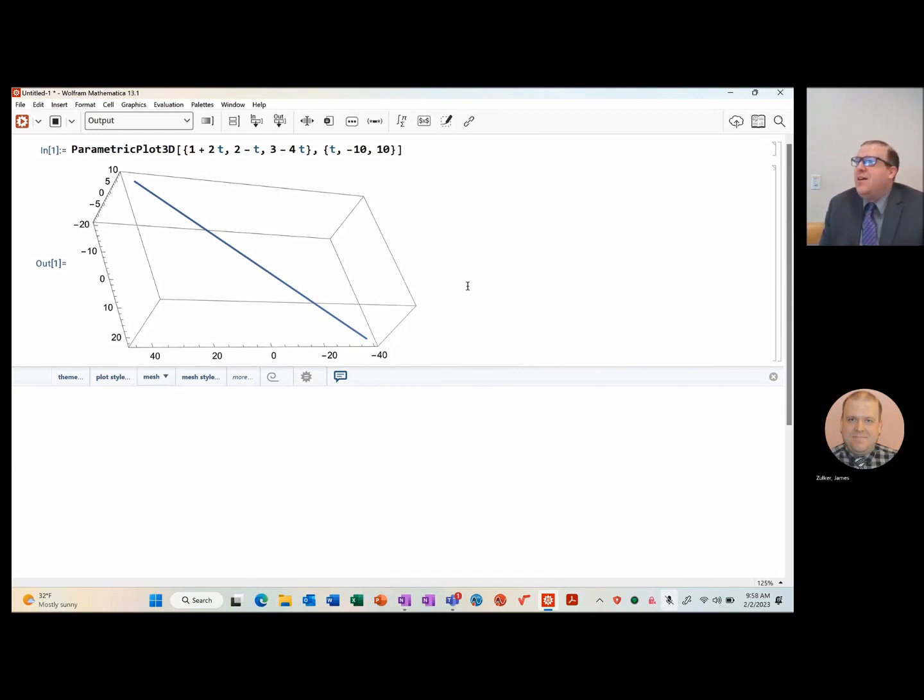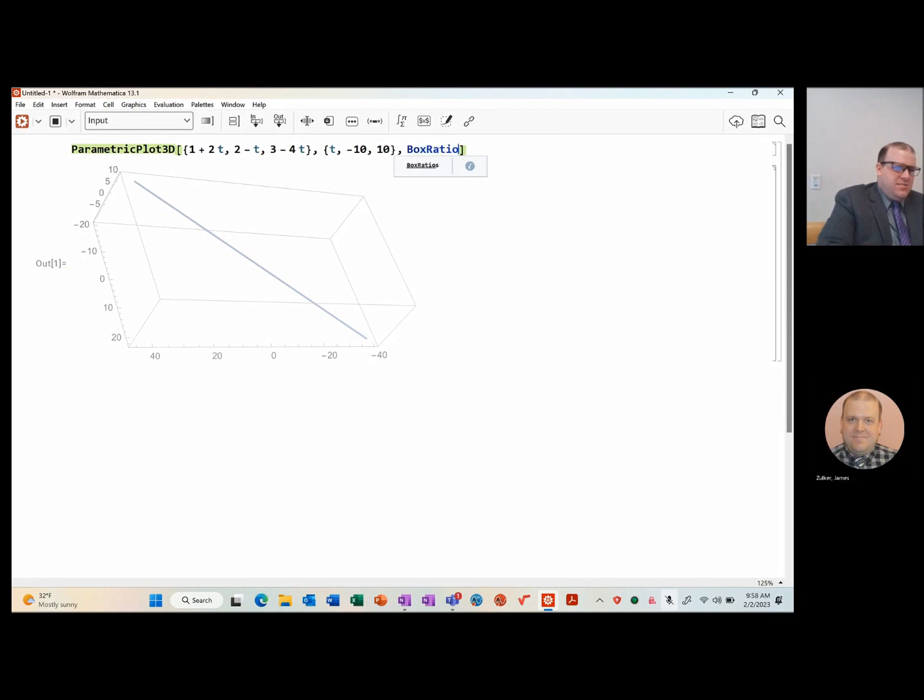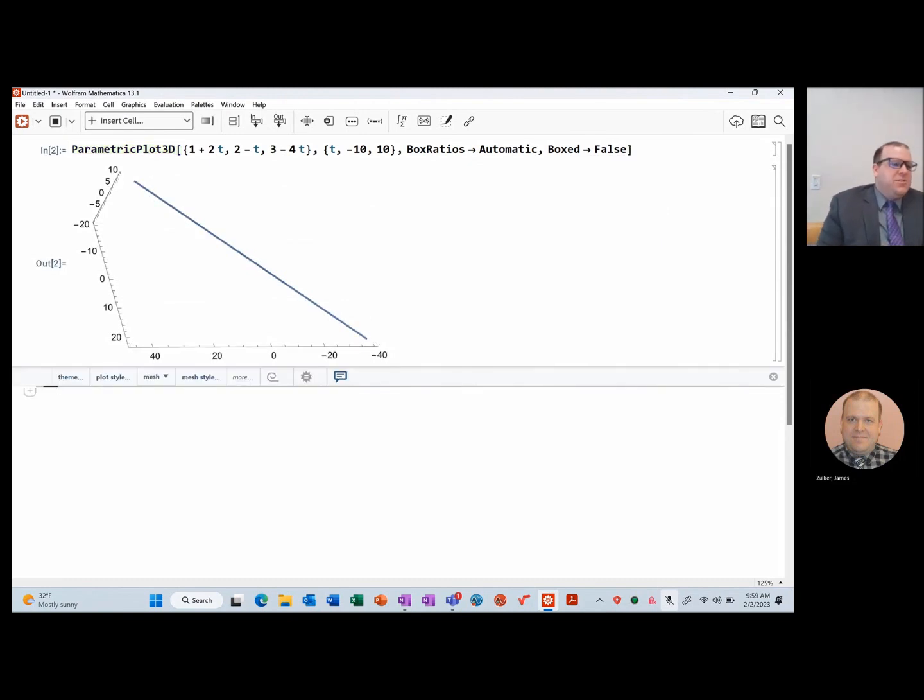I also don't like the fact that it's boxed, personally. So there are options we can adjust. First, I'm going to get rid of the box. I'm going to make sure that my box ratios are automatic. And then I'm going to set boxed to false. Shift enter. It's no longer boxed.